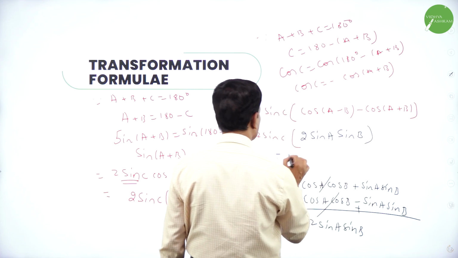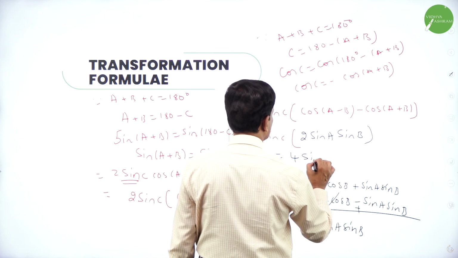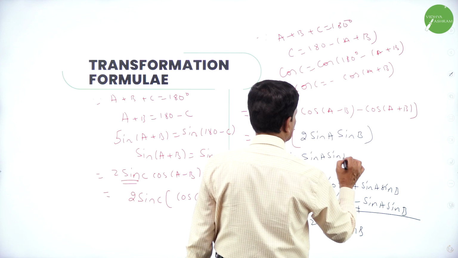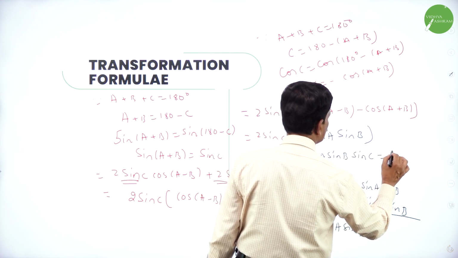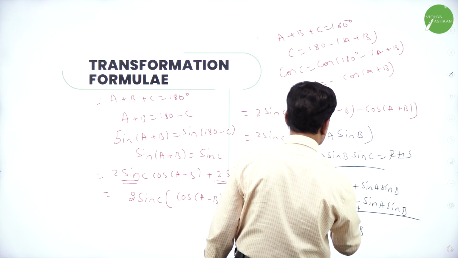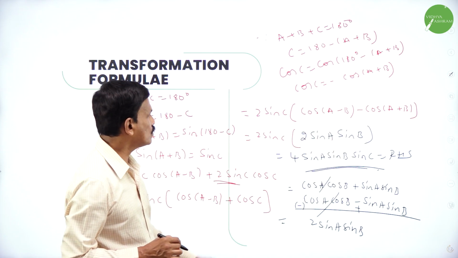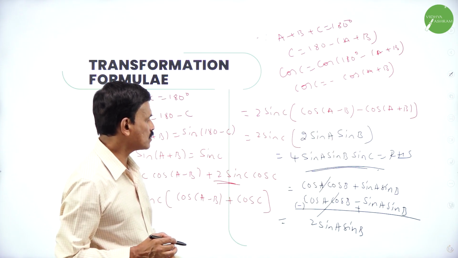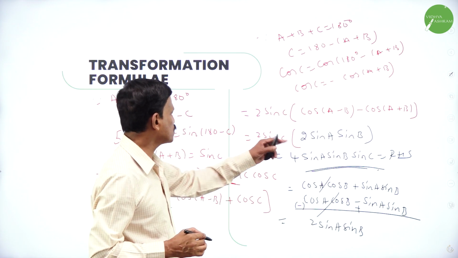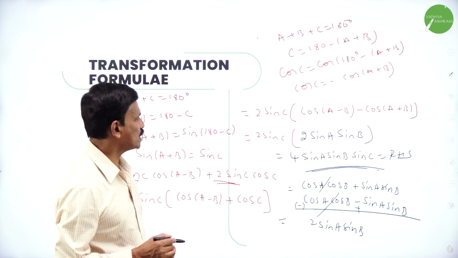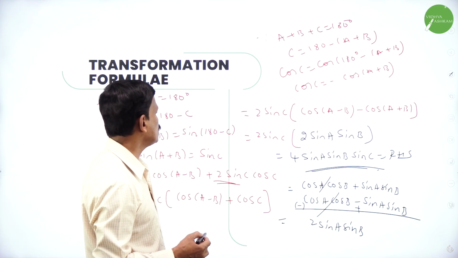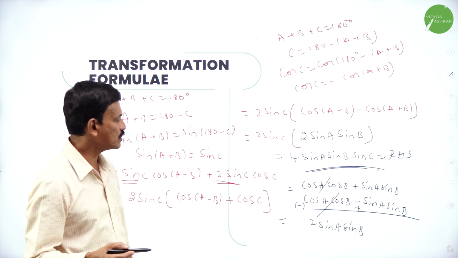If you multiply it, 2 into 2 is 4 times sin a sin b into sin c, which is the required RHS. That's it. This is how we are going to solve this. So, keep in mind cos a minus b minus cos a plus b is 2 sin a sin b. Substitute here 2 into 2, 4 sin a sin b and sin c, which is the required answer. Hope you followed. That's it.